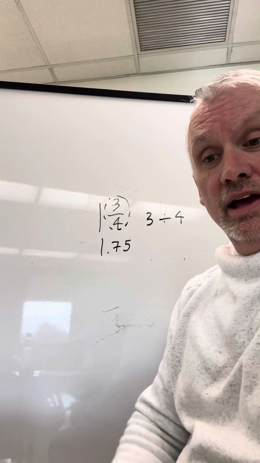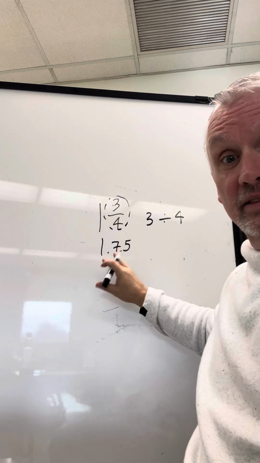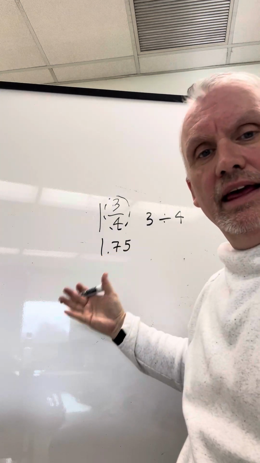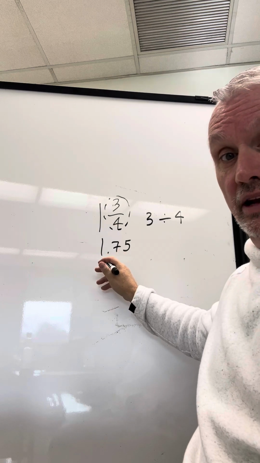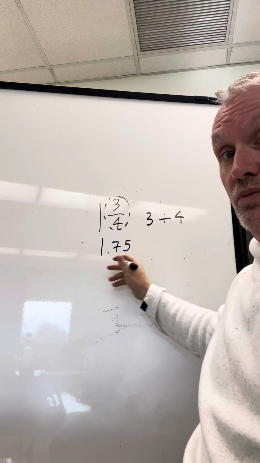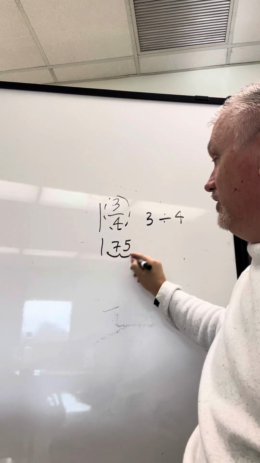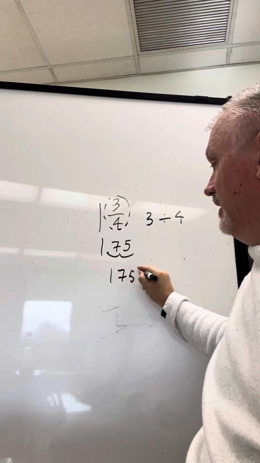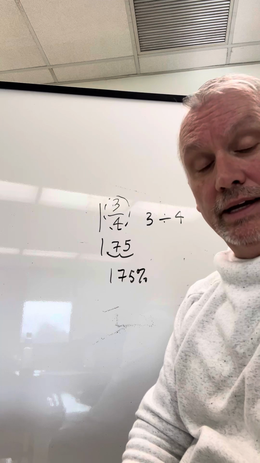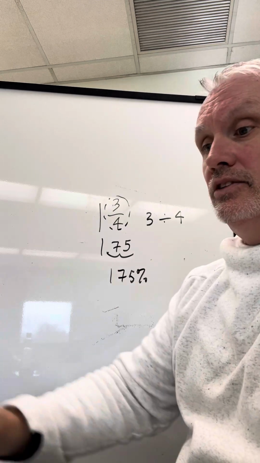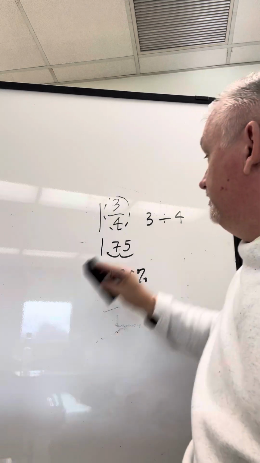Okay, now I have this thing as a decimal, but I want to make it a percent. How do I make it a percent? Well, again, I take this decimal and I move it from a decimal to a percent, move it to the right. 1, 2, 175%. Okay, so now let's try another one.